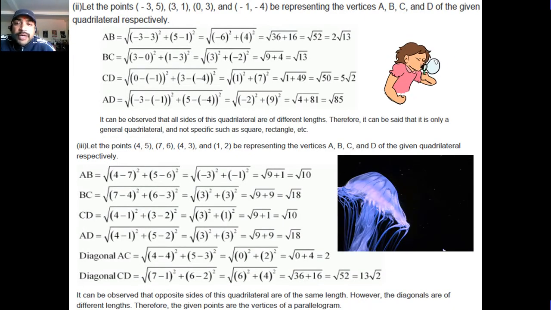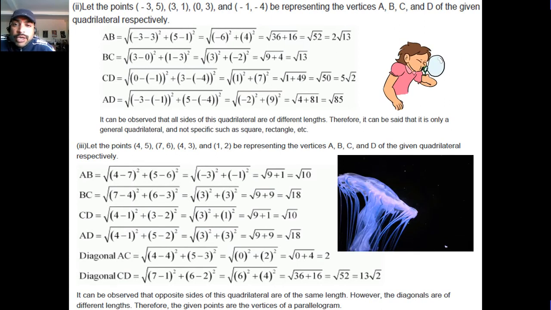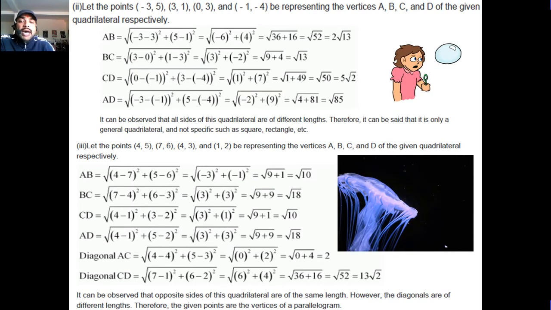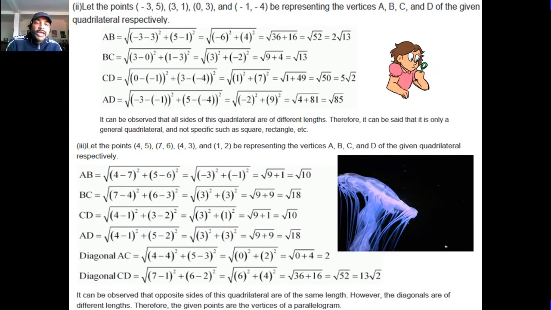Now next, (-3, 5), (3, 1), (0, 3), (-1, 4) are representing the vertices ABCD of the given quadrilateral. AB is equal to 2 root 13, BC is root 13, CD is 5 root 2, and AD is root 85. It can be observed that all sides of the quadrilateral are of different length, therefore it can be said that it is only a general quadrilateral, not specifically a square, rectangle, etc.